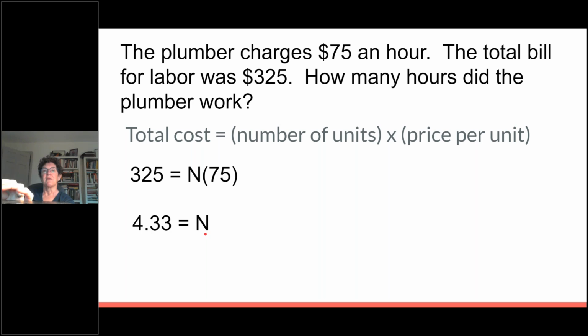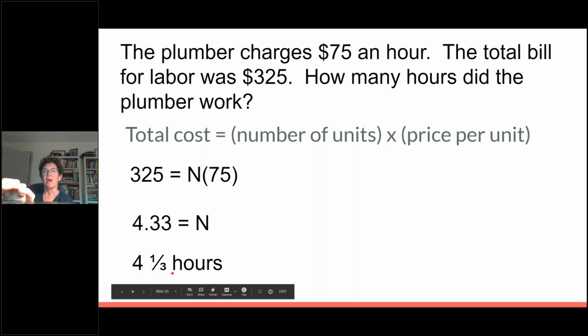equals N. So what is this? 4.33, 4 33/100. We know that 33/100 is the decimal equivalent. Actually, if you did this in your calculator, you would know that this is a repeating number. This 0.333 goes on forever. And that is the decimal equivalent of the fraction 1/3. So the plumber worked 4 1/3 hours.